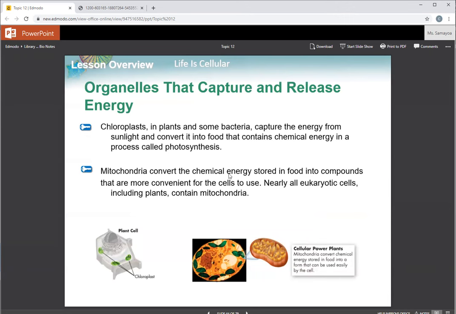You guys already know the chloroplast is basically an extra plant version of the mitochondria, where plants get to do their thing, make their own energy using sunlight. And we have the mitochondria.